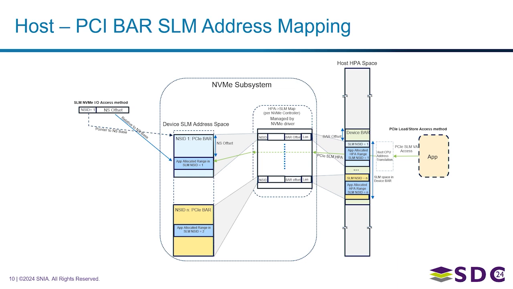Again, from the application side, the application gets potentially a virtual address, and it maps that through, and that in turn turns into a host physical address that addresses the particular address range within your SLM namespace.